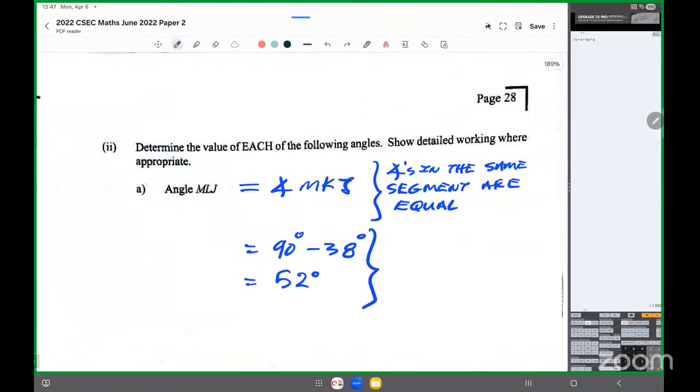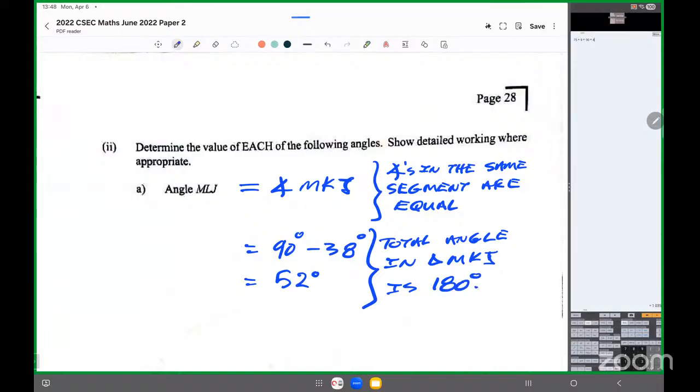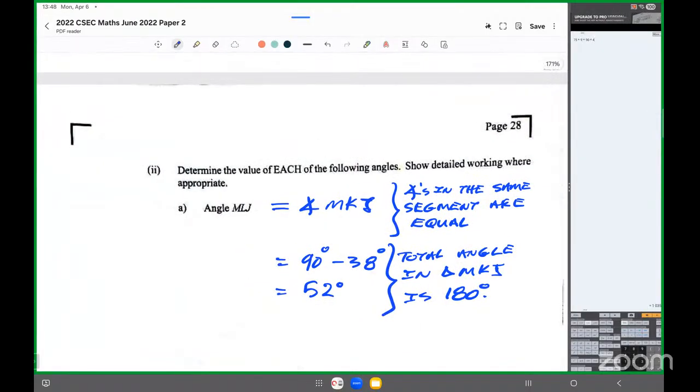This is because total angle in triangle MKG is 180 degrees, and one of them was already 90. That's the reason. Do you understand that? So it's 52 degrees. Yes, sir.